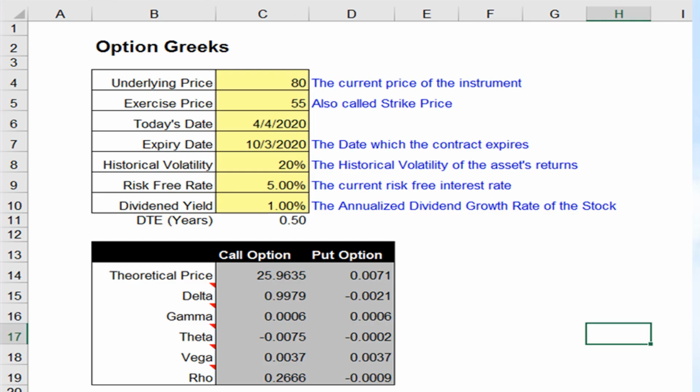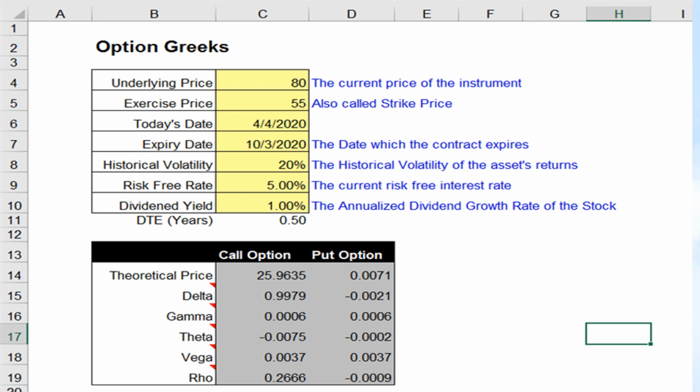Let us see an example of how the option Greeks work. Here is the underlying price, 80 rupees. Then the exercise price, 55. Here the date is mentioned, 2020, and the expiry date, volatility, risk-free rate, dividend yield. We can consider that one. Dividend yield. DT means days to expiry. The calculation shows the value of call and put option. Theoretical price means the original option price.